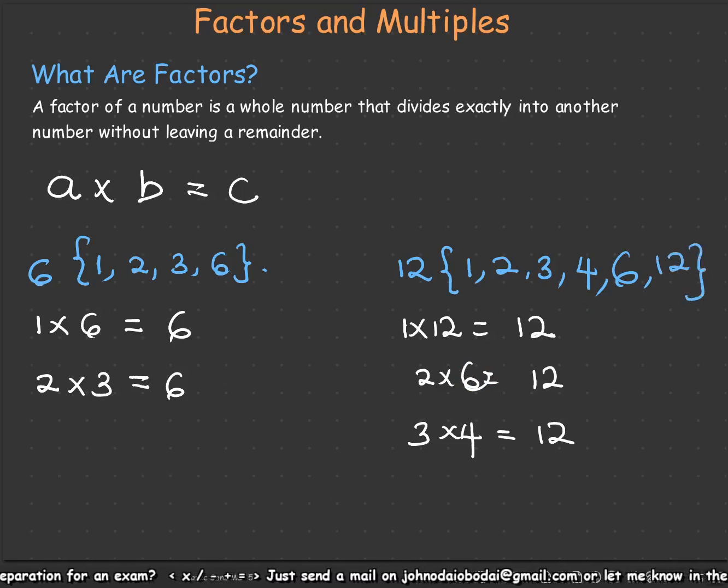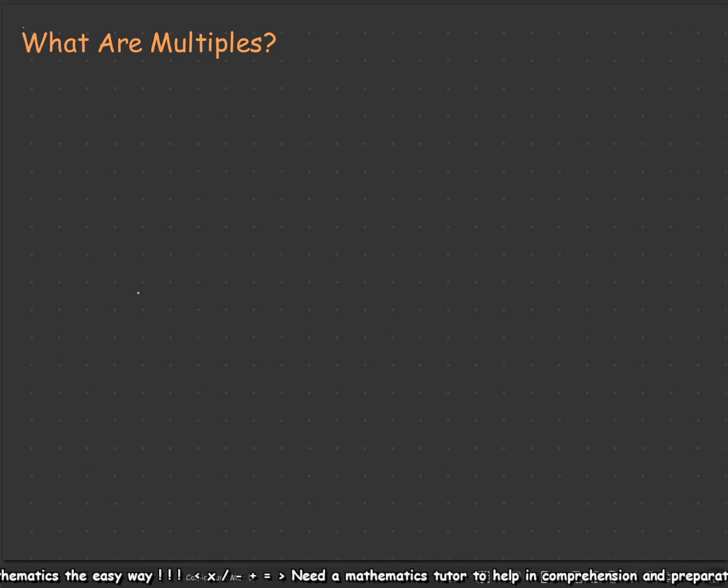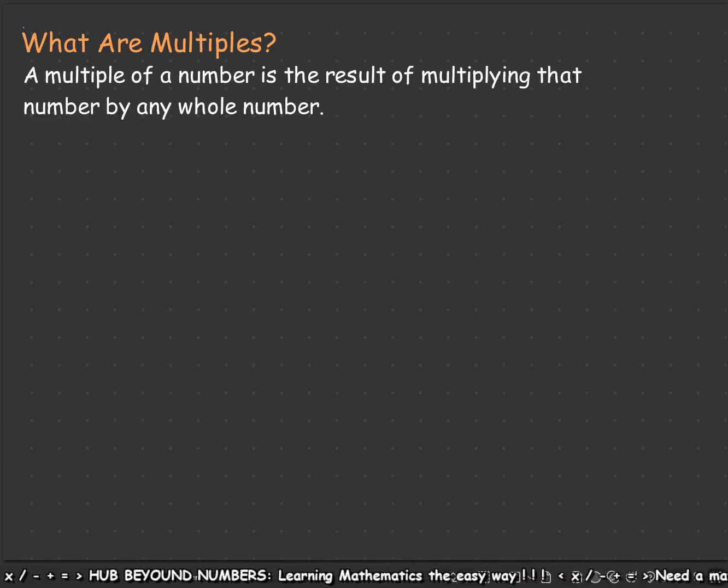So these are what we call factors, and these are how you can get factors of a number. Let's look at multiples. Talking of multiples, on the other hand, a multiple is the result of multiplying a number by any whole number. You get it? A multiple is a result of multiplying a number by any whole number. And as a matter of fact, we can use the same idea we used earlier on.